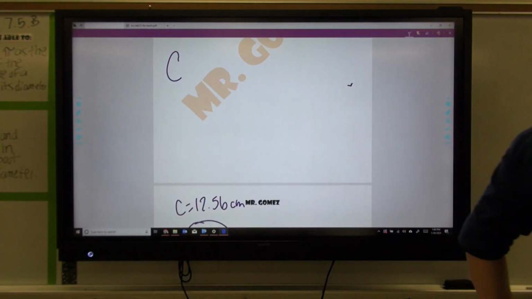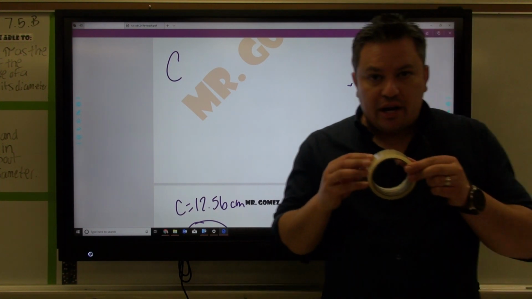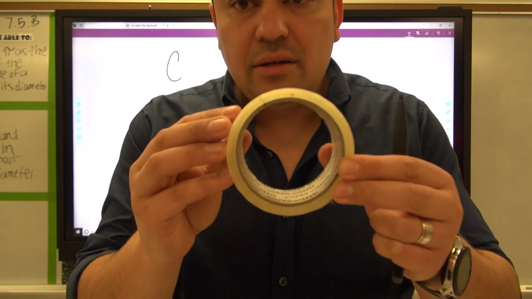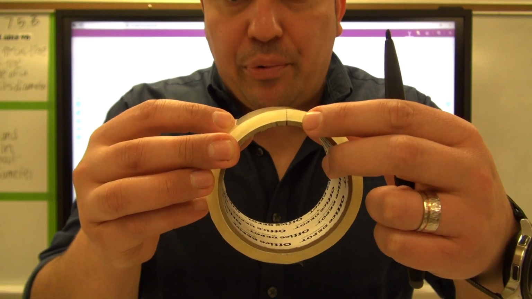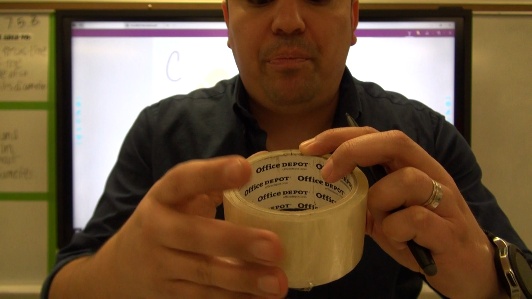Now, how does that relate? Another example. I have a tape measure right here in the shape of a circle. And I put up a line right here. Now, if you look at this line, I'm gonna open up this tape.